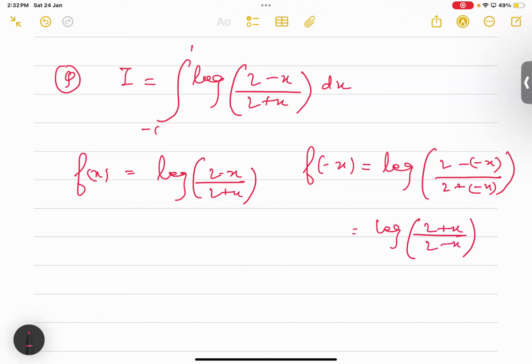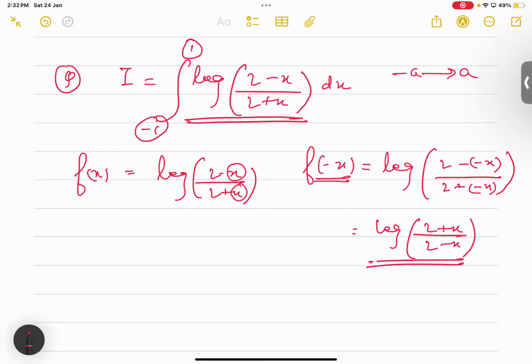What are you doing? Even and odd functions. Whenever it is minus a to a, we need to check for even and odd functions. So we have started our check. This is f of x. We need to find out f of minus x. What is f of minus x? Replace x with minus x. So we arrived at this point.